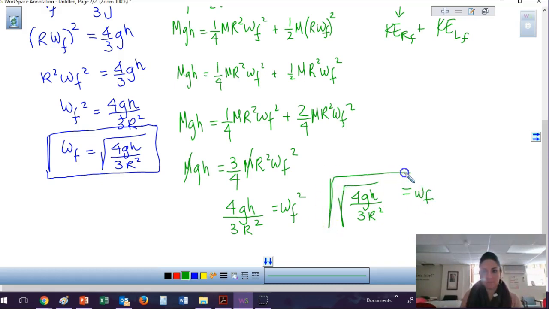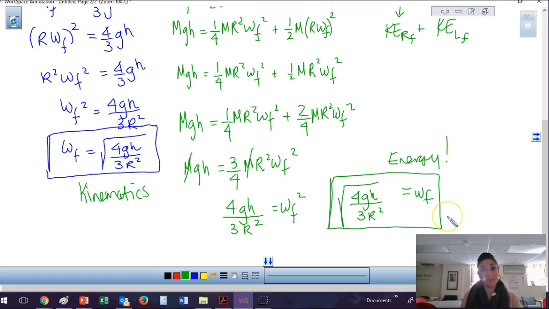Well, look at that. How shocking. It looks like it doesn't matter what you use, whether you use kinematics or energy. Ta-da, you get the same answer. So, personally, I don't know which one's easier. I think they're both the same, to be honest. It just depends on your preference and how you solve it. You get full credit whether you use this one or this one.